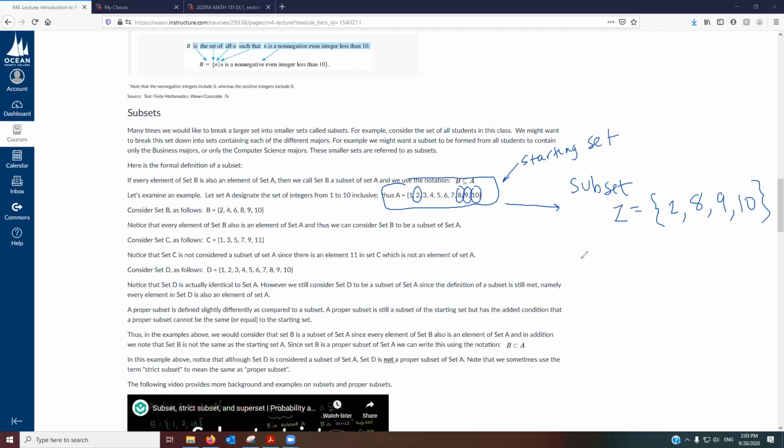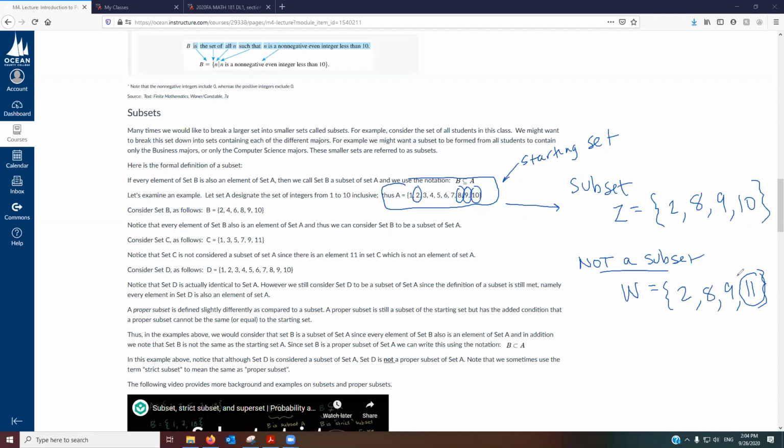Let me show you a set that's not a subset. Here's a set that's not a subset. So W equals 2, 8, 9, and 11. Well, this is not a subset because the number 11 wasn't in the starting set. There's going to be a condition that says every element in the subset must be in the starting set. Otherwise, you really can't consider it as a subset.